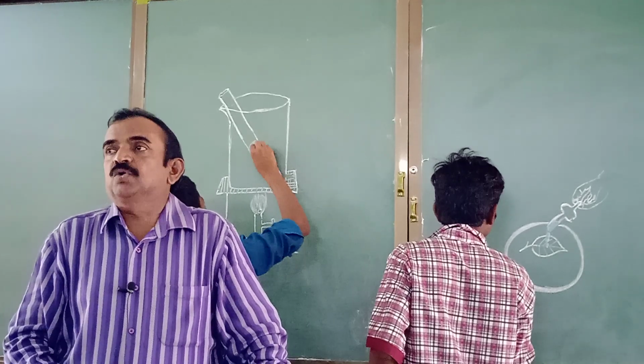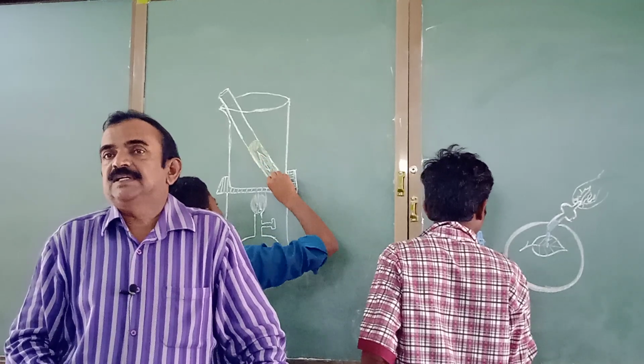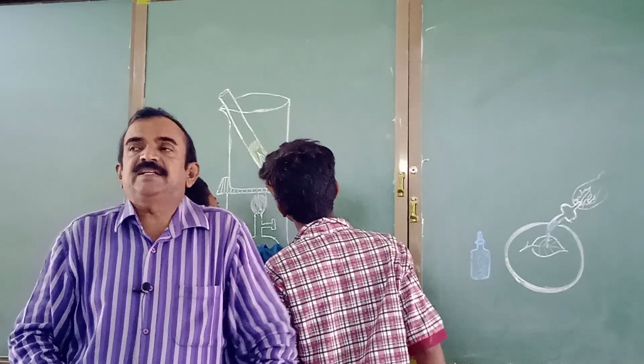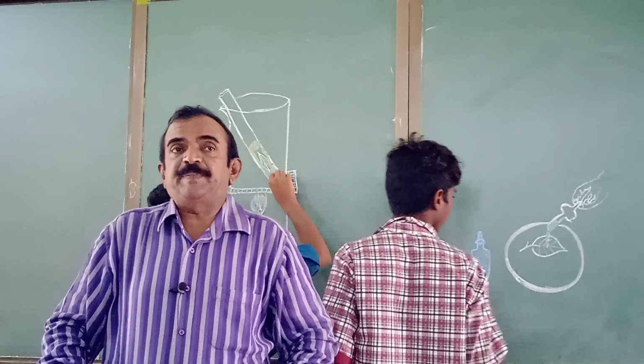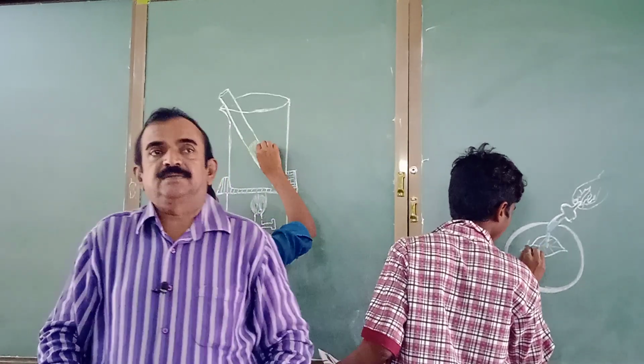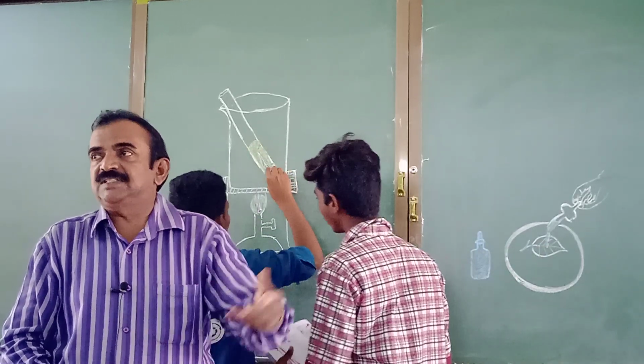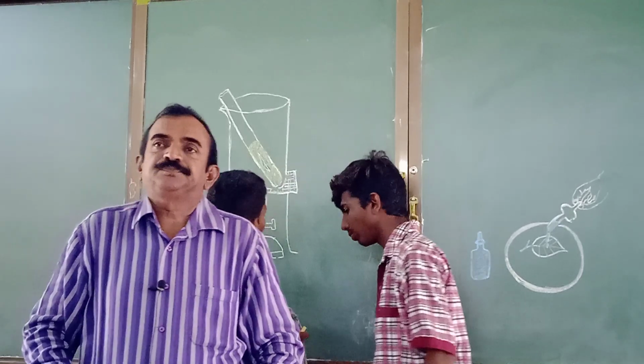How many pages? 250 pages. The old book has what? 230 pages. And this year, how many pages are there? 250 pages. The first unit starts from page number 1 to 25. 26 is the second unit. That is respiration.